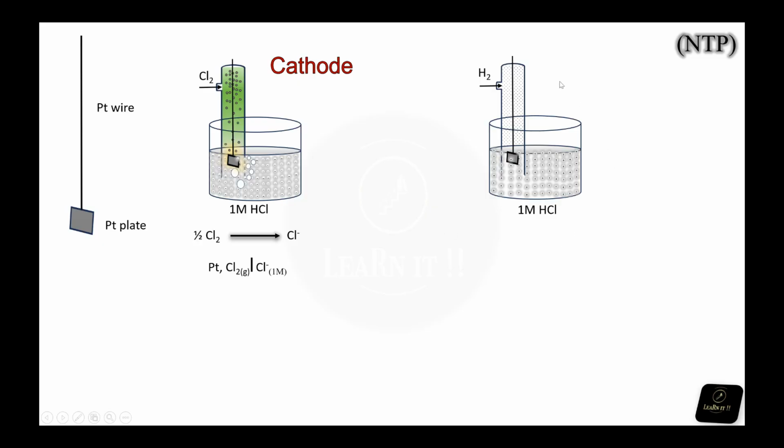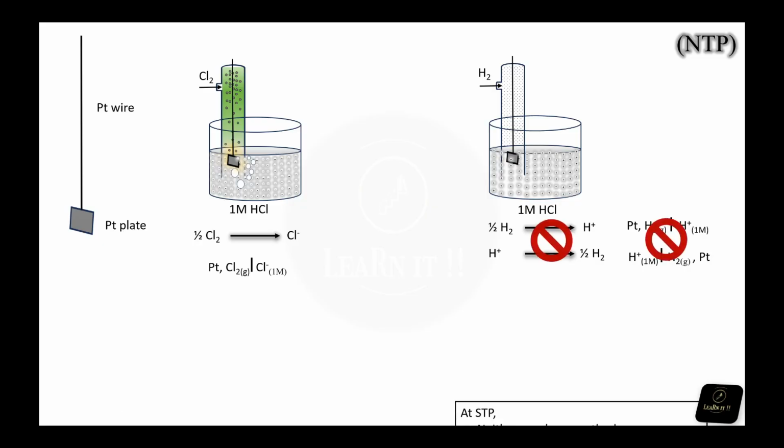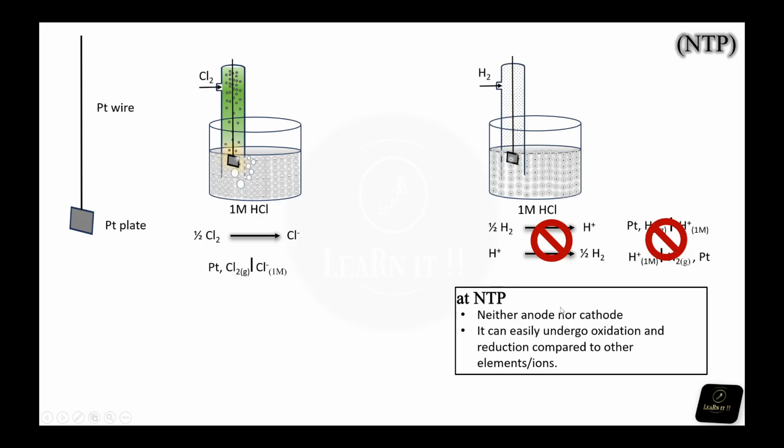The interesting phenomenon happens with respect to the hydrogen electrode. There are two possibilities. First, the hydrogen can act as an anode. The representation is like this. Or it can act as a cathode. But at this normal temperature and pressure, or standard conditions, the hydrogen acts neither as an anode nor as a cathode.